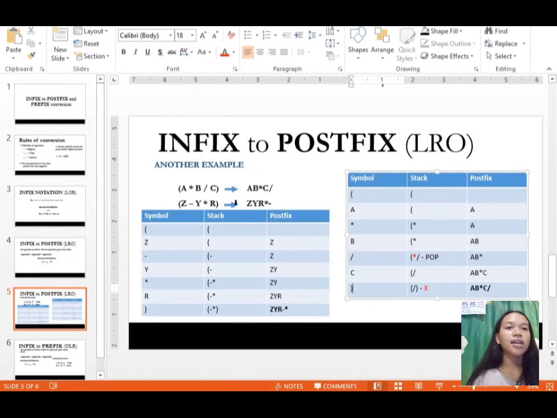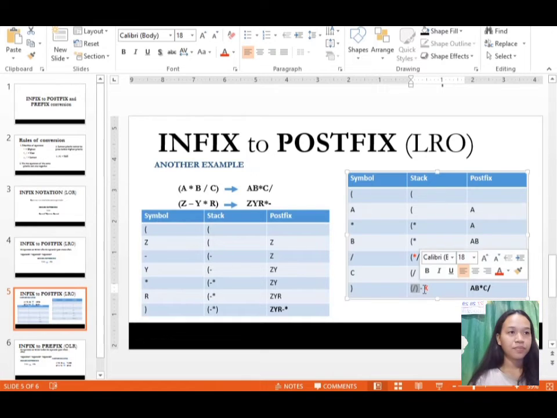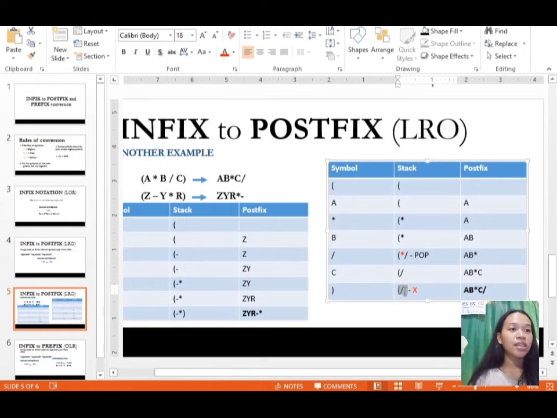Then, the next symbol would be the close parenthesis. Since this is an operator, ibutang nila to siya sa stack. Pagbutang na to siya sa stack, na-update ang elements nga na ani stack. So, as you can see, ang division, nasud siya sa parenthesis.